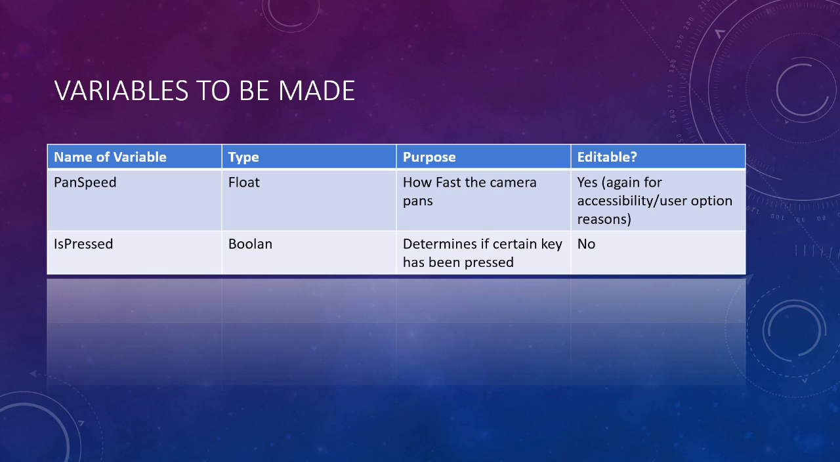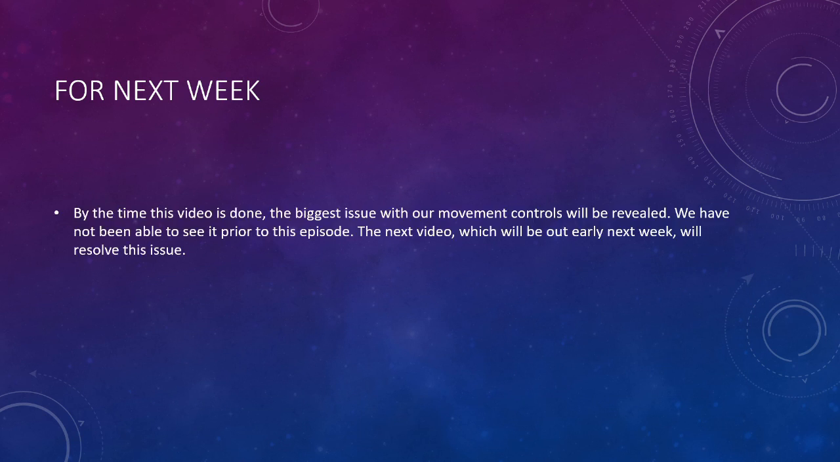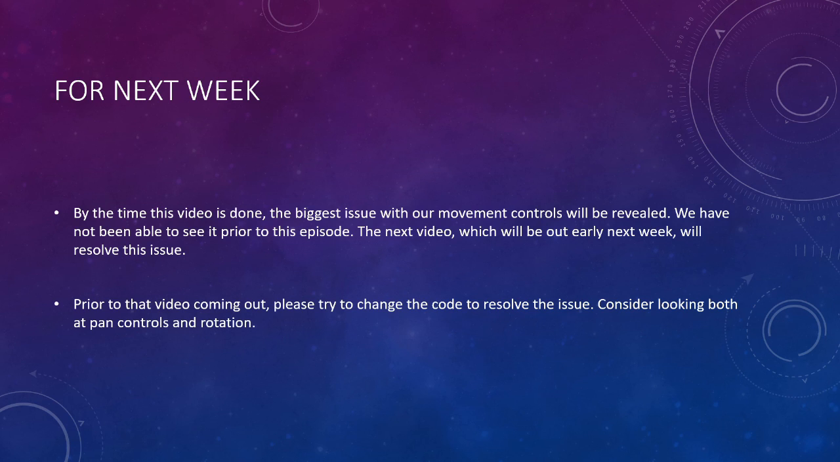Now, moving on from this, when we are done, we will test the camera out, we'll make some changes, but we will see the issue with the movement controls by the end of this video. And next week, I will put out my solution to it. And I will say I have, in my test file, which I'll show a screenshot of in a minute so you can see the number of iterations, three different main solutions, each with two or three different iterations, in one case seven iterations. So, prior to that video coming out, I want you to try to resolve the issue.